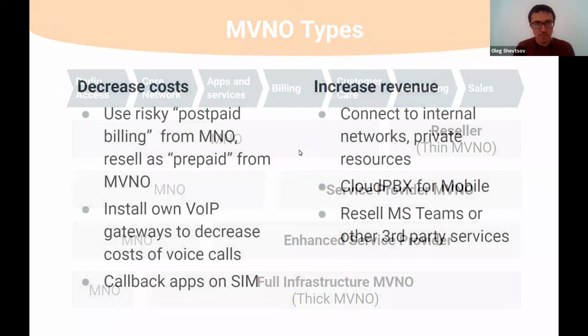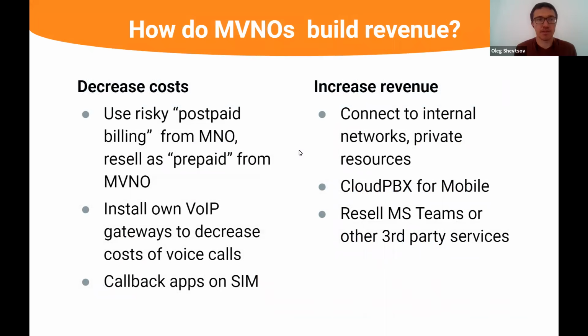Okay. So the next one is how MVNOs normally build the revenue. So they may try to decrease the costs. They may engage MNO and use some risky models, for instance, postpaid billing repackaged as prepaid billing, or install their own VoIP gateways to decrease the costs of international calls, or maybe some other voice calls, like a mobile where they call from one country to another for free.